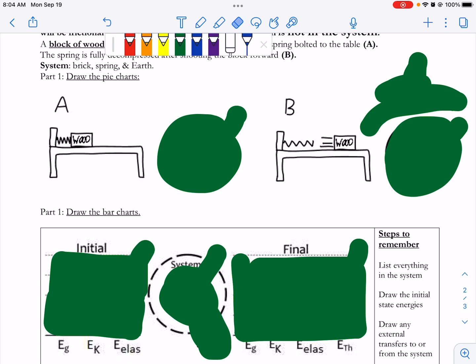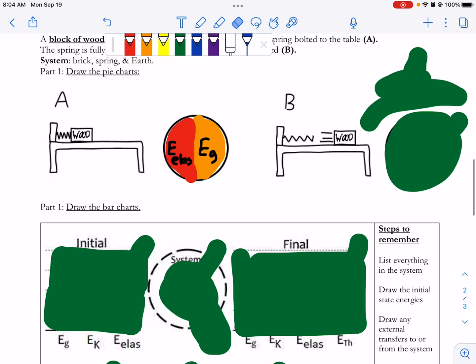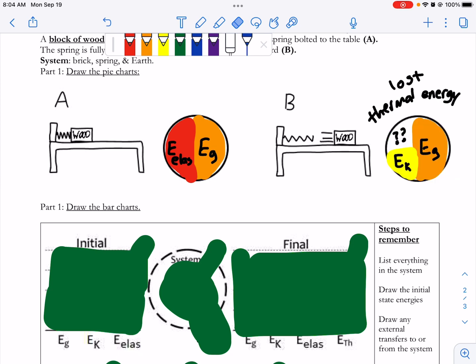So it's going to look pretty much the same to begin with. Gravitational potential energy and some elastic potential energy. Except now, when the wood is going, we're going to be dealing with some frictional thermal energy losses. Okay, so we're going to be losing some thermal energy. So our pie chart is going to look a little weird. We're losing some energy, so I drew some question marks there.